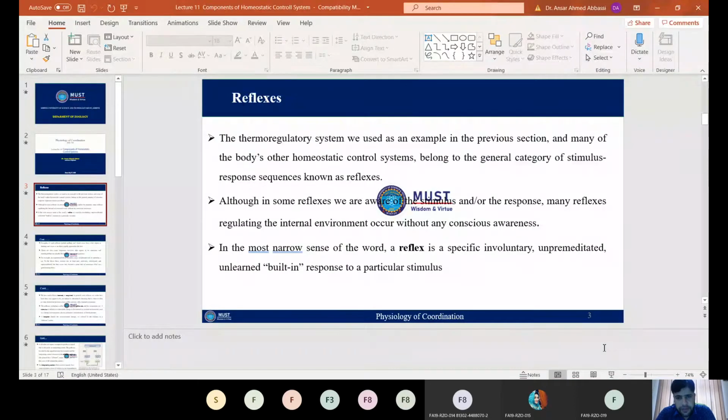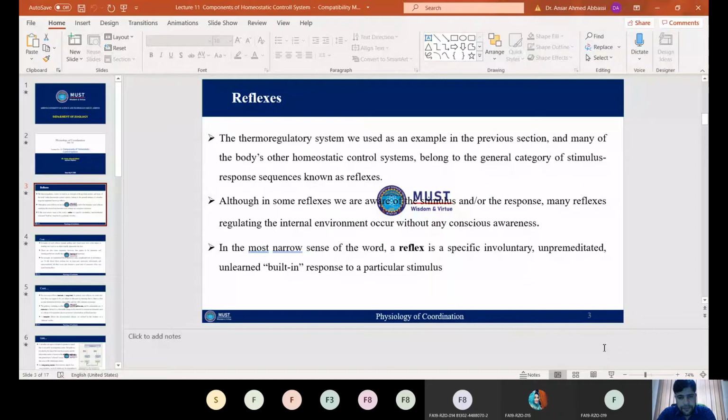So if we look at reflexes, sometimes reflexes respond to stimuli, and certain other reflexes regulate the internal environment. Those reflexes which regulate the internal environment regulate the body even without any stimuli, and conscious awareness is not involved there, and still those reflexes regulate our body.